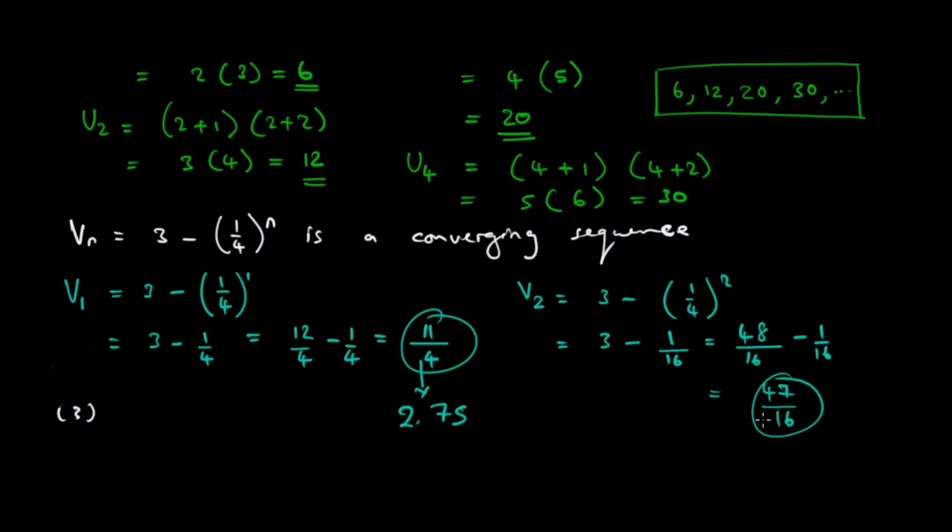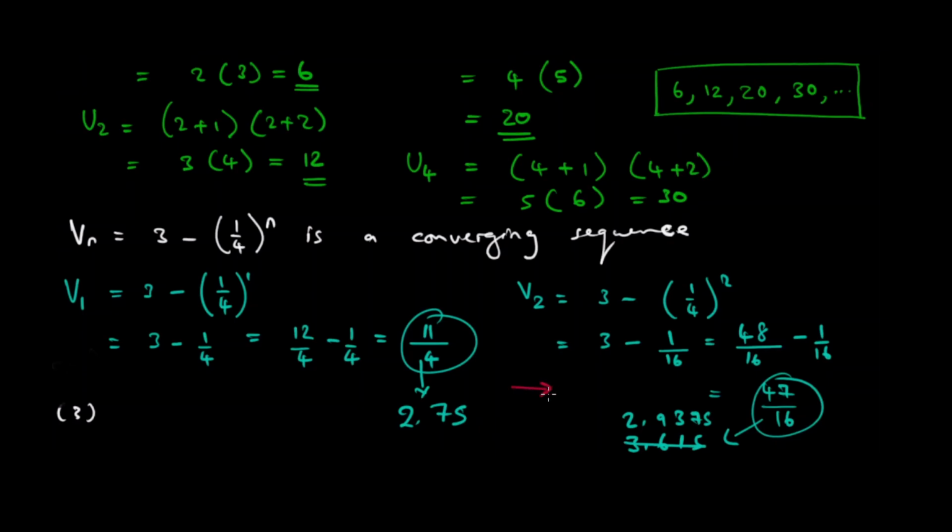If we take 47 over 16, we see that it is 2.9375. So if you look carefully, you will see that from these two numbers alone, what are we approaching?